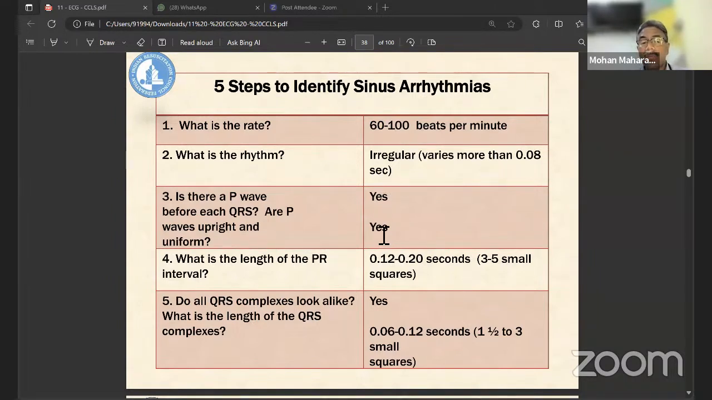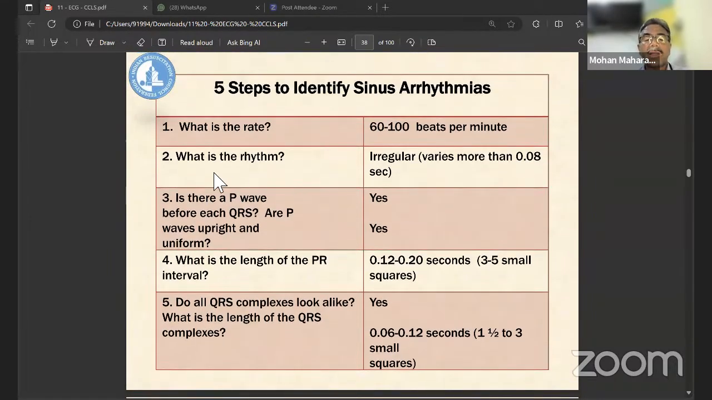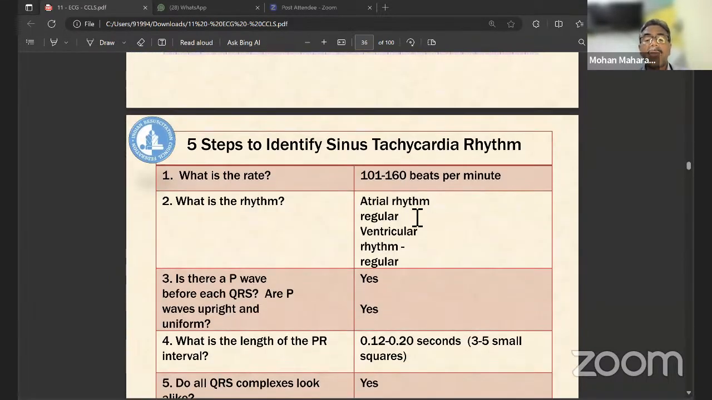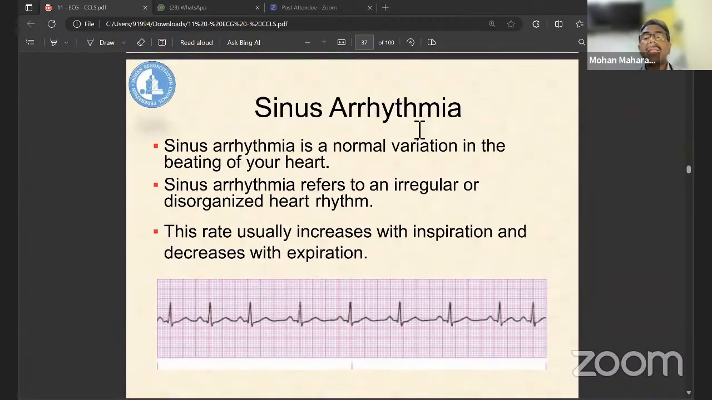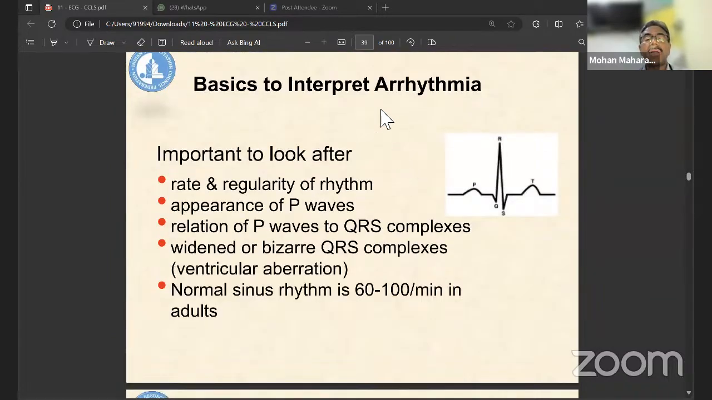But at the same time, there is a P wave before every QRS, and it is upright, so no problem. There's no problem in the QRS. Everything is the same. The only thing here is the irregularity of the rhythm. You can see the atrial rhythm and ventricular rhythm are both irregular. That's called sinus arrhythmia.